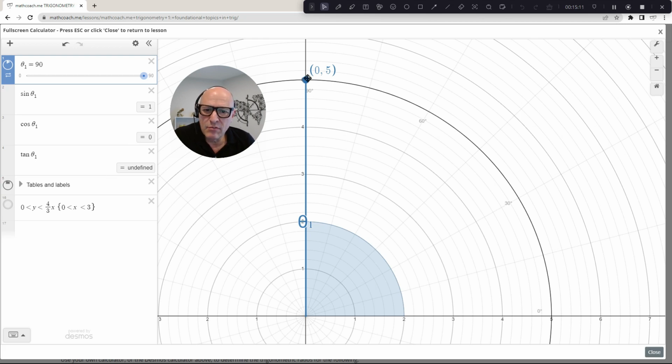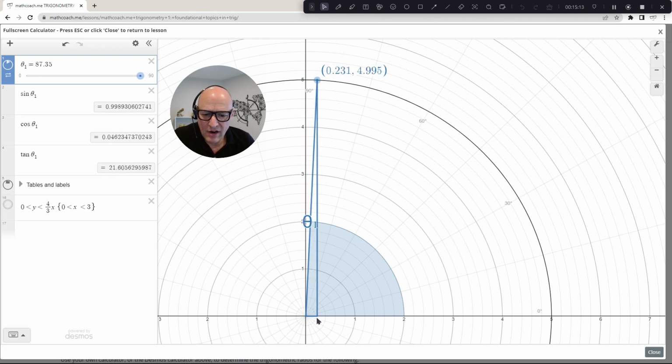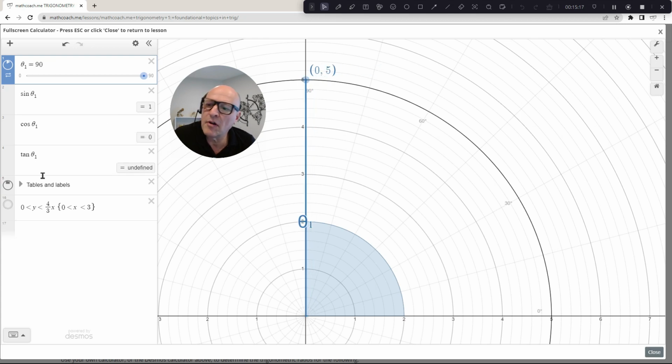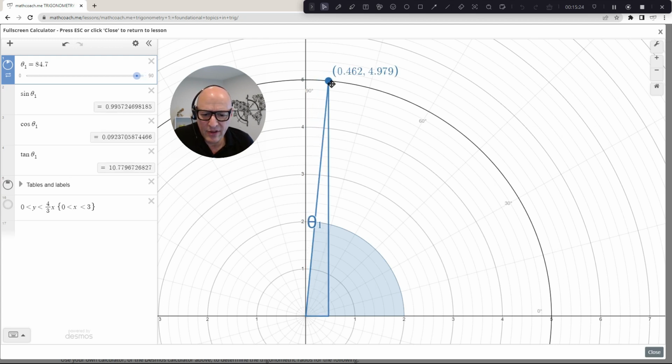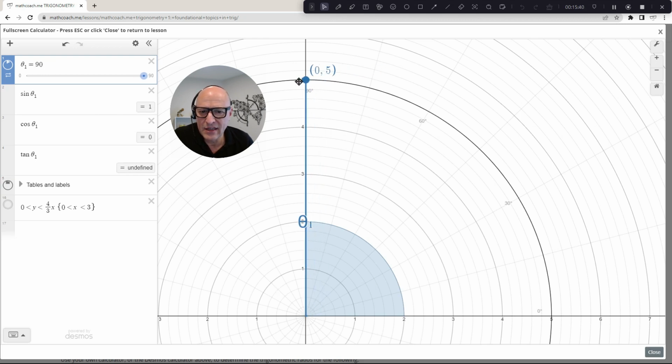The adjacent side, our cosine, went to 0. It approached 0, and now it's at 0. 0 divided by 5 is 0. And tan is undefined. Well, that's because the tan ratio of theta, as it approaches 90 degrees, is the opposite over the adjacent, and our adjacent is going to go to 0, so anything divided by 0 is undefined.